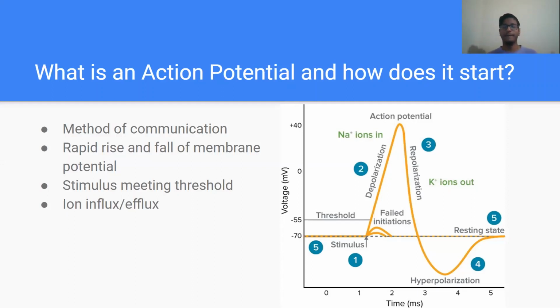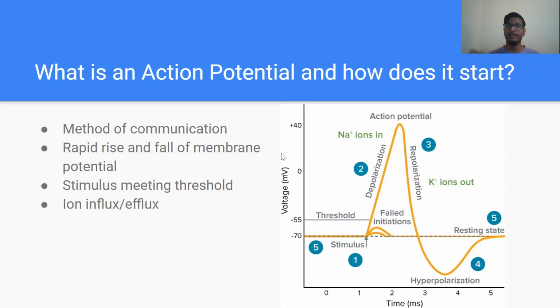And it's not actually a molecule that's carrying this information. So it's not like DNA where there's actually something carrying all this information. It's actually a rapid rise and fall in membrane potential, which is the difference in charge across the membrane between the extracellular and intracellular.